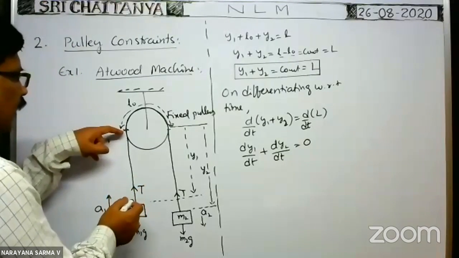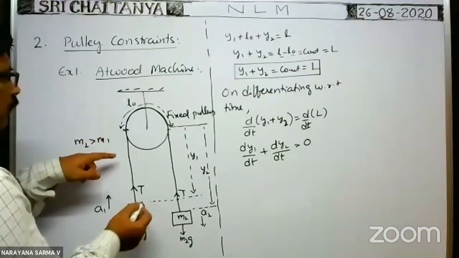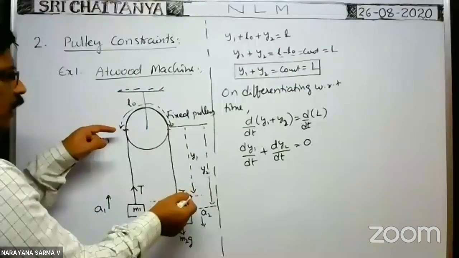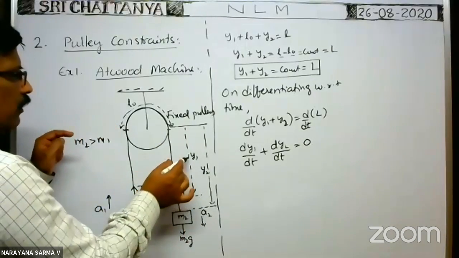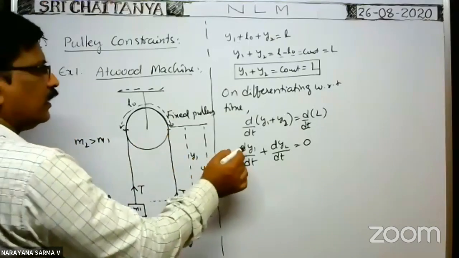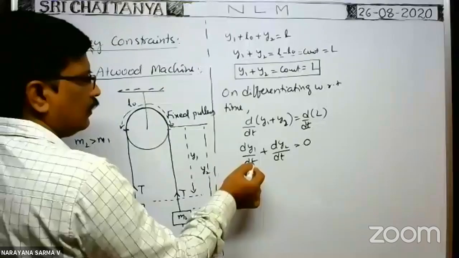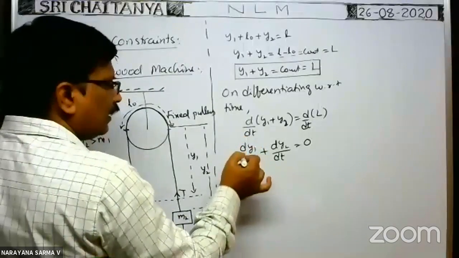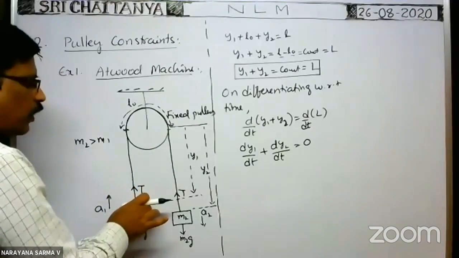dy1 by dt is the rate of change in the length of the string here, no? That means rate of change in y1 value. Whenever the block comes down here, as the block moves up, this y1 value decreases. That's why dy1 is the decrease in length of this string in a time dt seconds. So dy1 by dt is the rate at which the length of the string decreases, which is equal to the velocity with which the body rises.